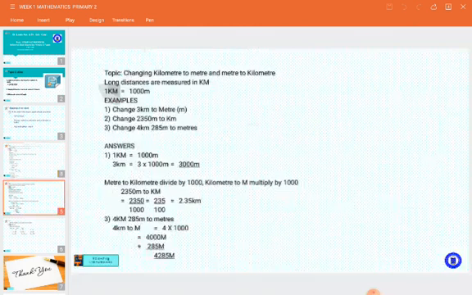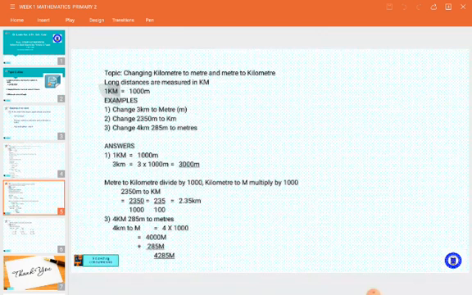Then how do you change kilometer to meter and also meter to kilometer? Long distances are measured in kilometer. Look at it. 1 kilometer will give us 1,000 meter, and 1,000 meter will give us 1 kilometer. So Salamatu, 2,000 meter will give us how many kilometer?